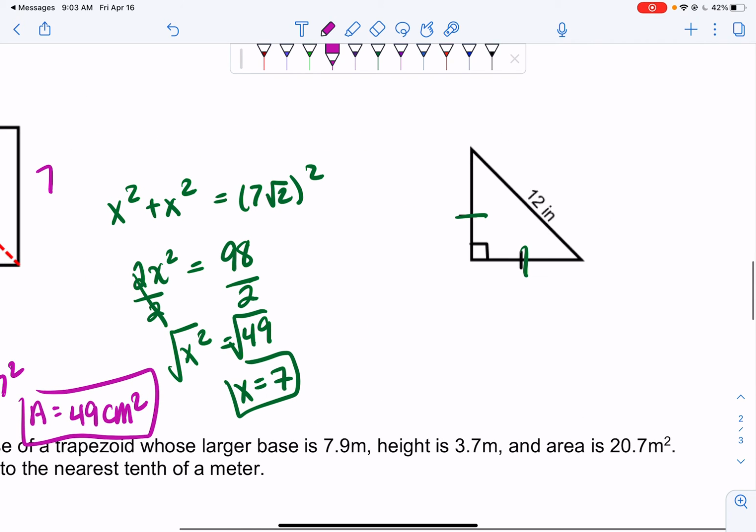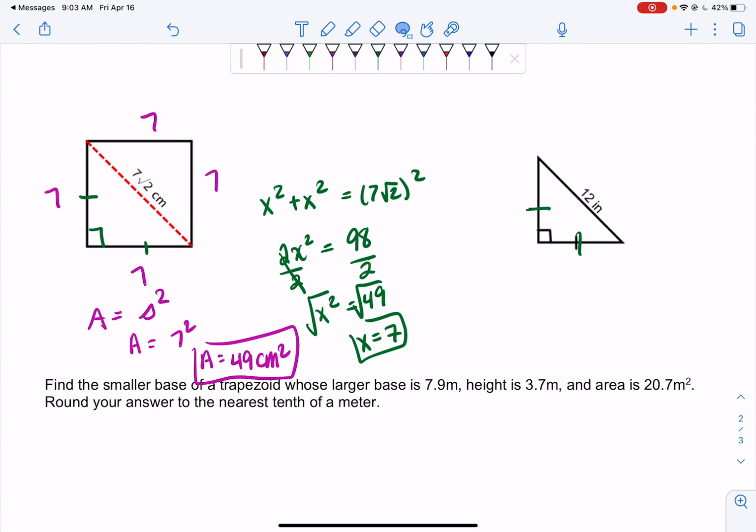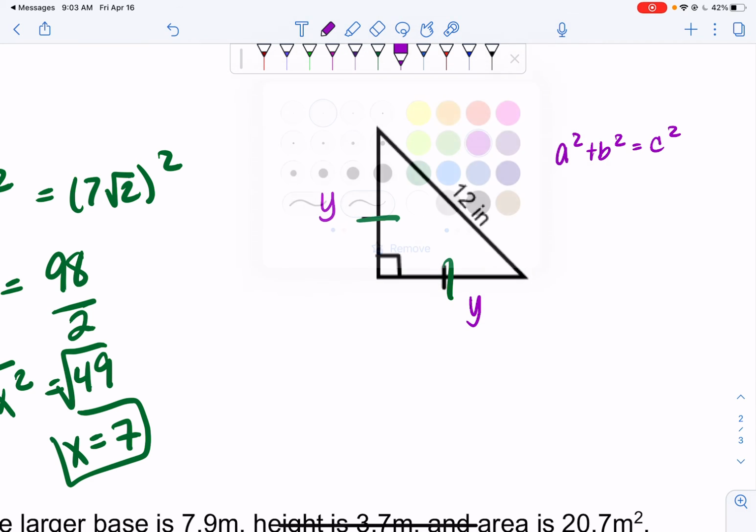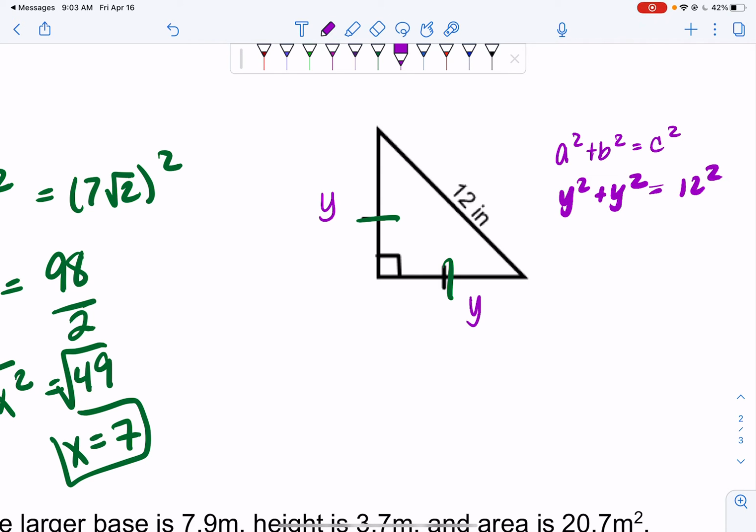So let's go ahead and solve for our missing side length. I'm going to actually just move this work here. No, I'll just do it here. Okay, so I'm not going to use x this time. I'm going to use y this time. So I'm going to do y and y. The reason why I'm putting a y and a y is because those sides are congruent. They both have one tick mark. So Pythagorean theorem says a squared plus b squared equals c squared. So I can do y squared plus y squared equals 12 squared. So I get 2y squared equals 144. Divide by 2.